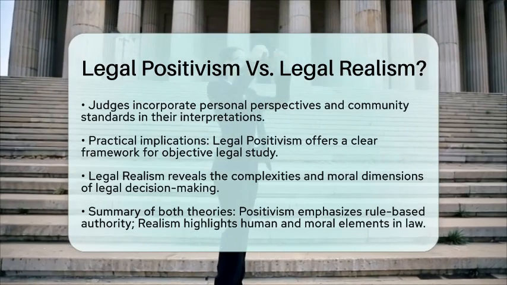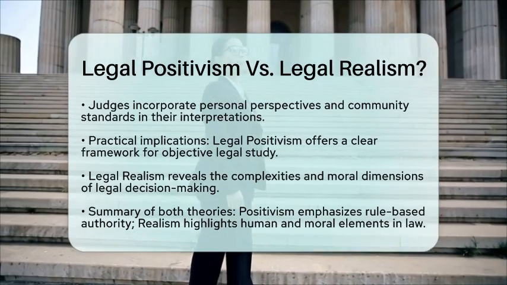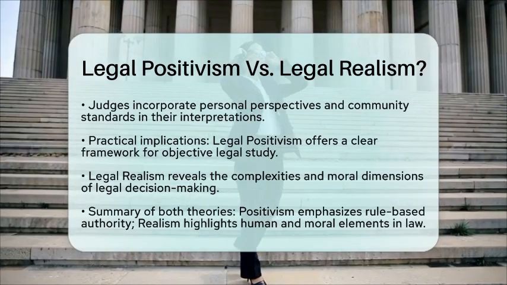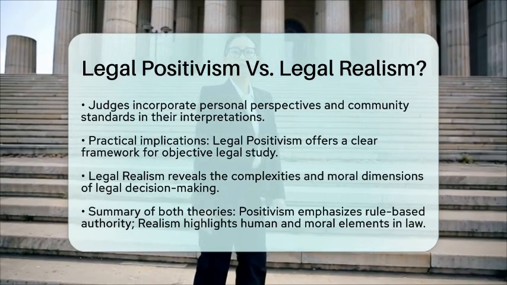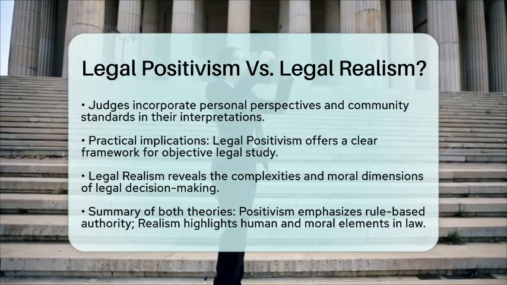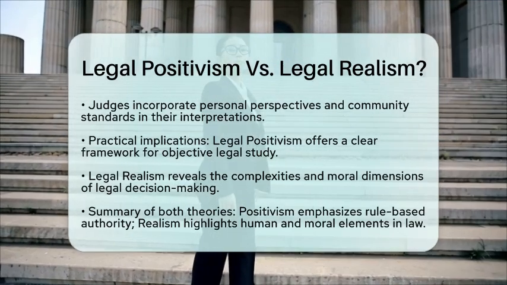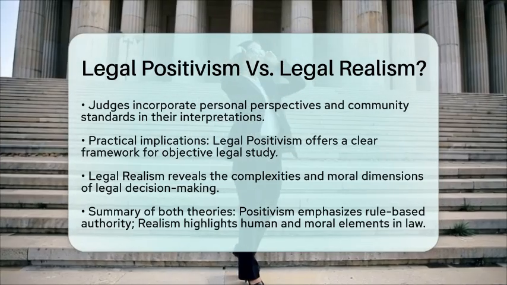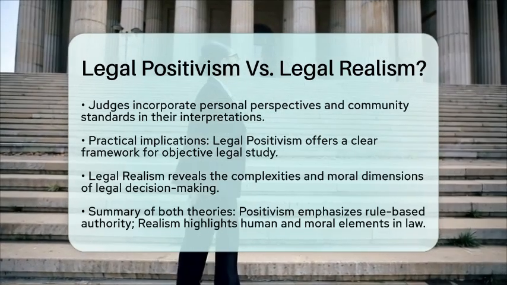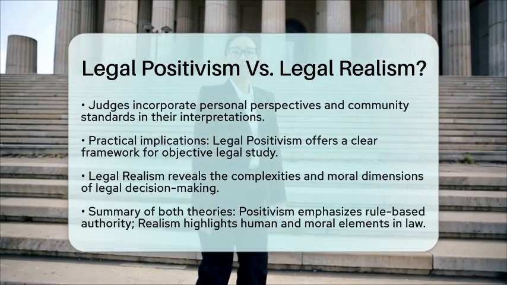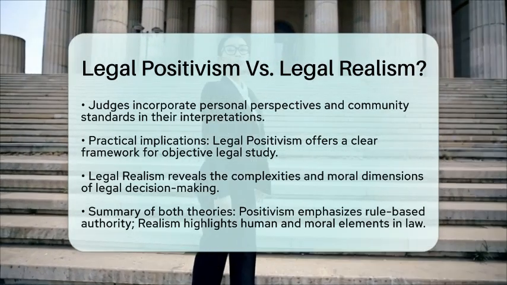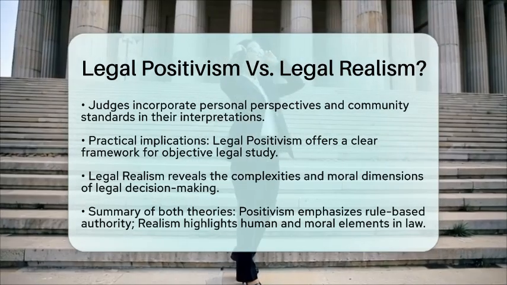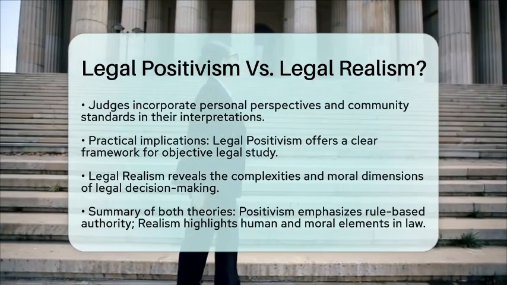So, in essence, legal positivism emphasizes law as a set of binding social rules distinct from morality. Legal realism focuses on how law is applied in practice, shaped by judges' interpretations and societal values. Both perspectives contribute to our understanding of the ethical and moral dimensions of law, with positivism highlighting rule-based authority and realism emphasizing the human and moral elements involved in legal processes.